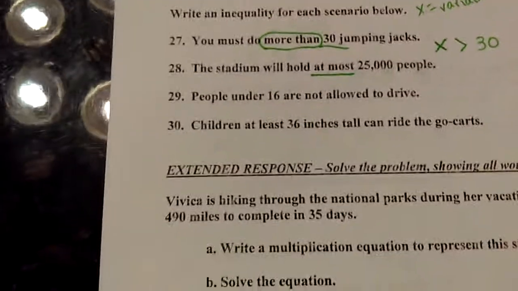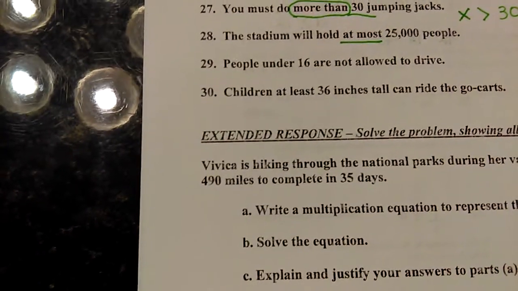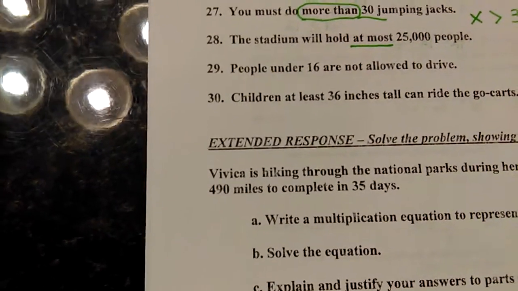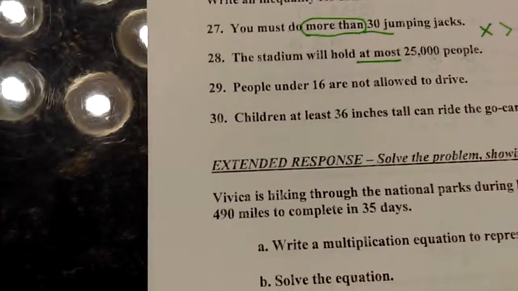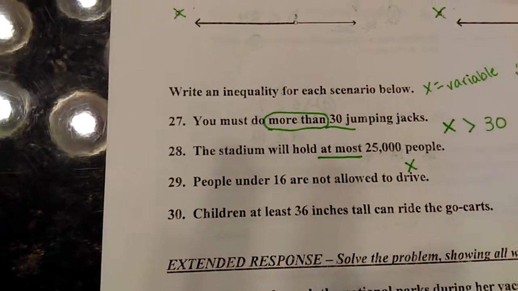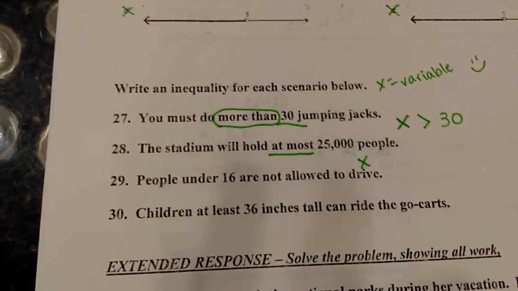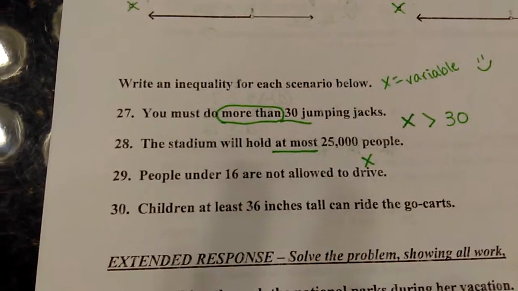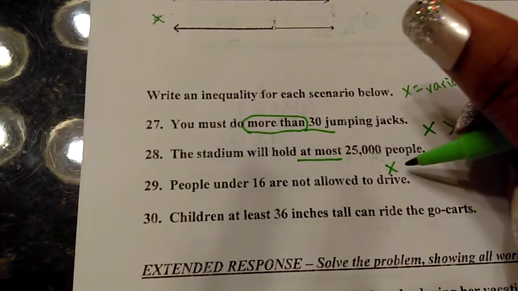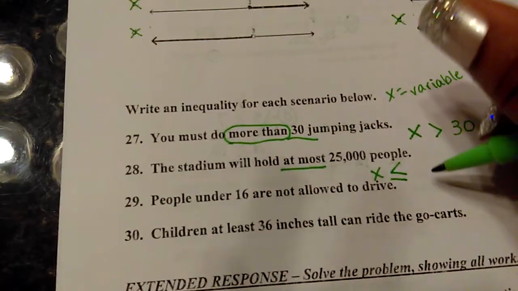So at most. And so I have to ask myself, the stadium will hold at most 25,000 people. Okay. So that means that I can't have more than 25,000 people. And if I can't have more than 25,000 people, that means the amount of people that I can have, which is my X, has to be less than, but it says at most 25,000 people. So that means I can have 25,000. I just can't have more than that. So my X, the number of people I can have, has to be less than, or equal to 25,000.